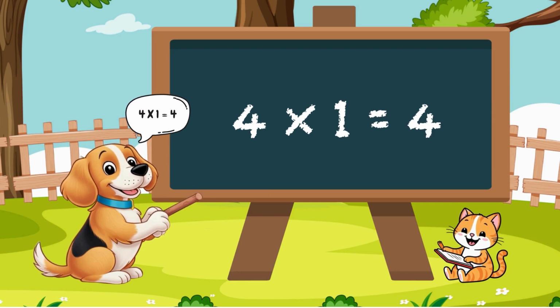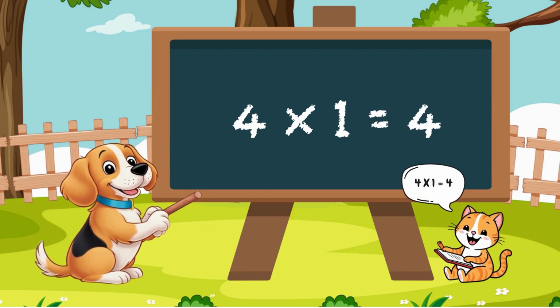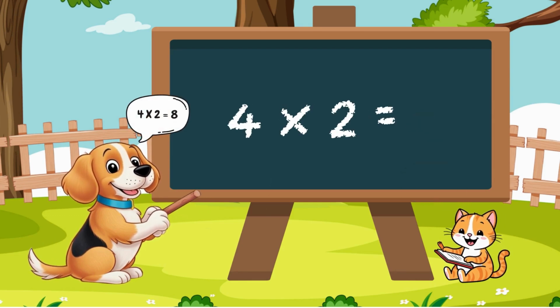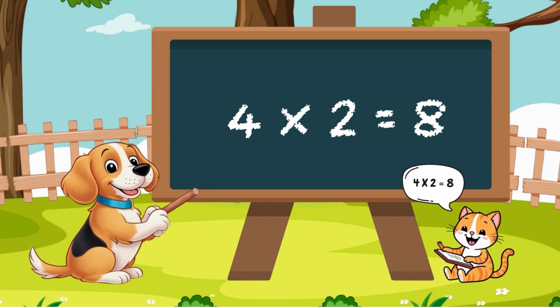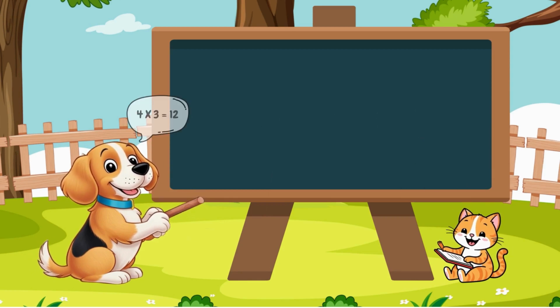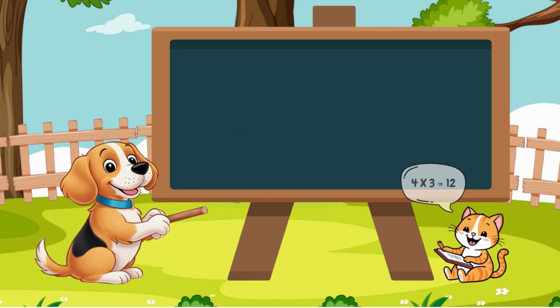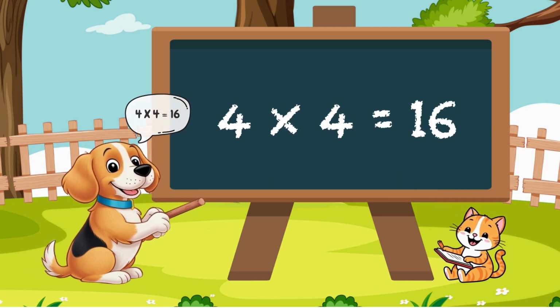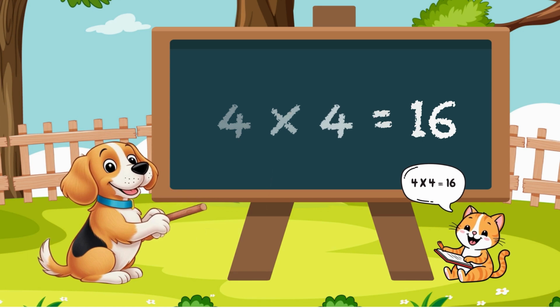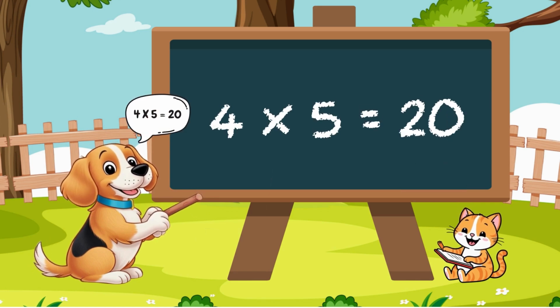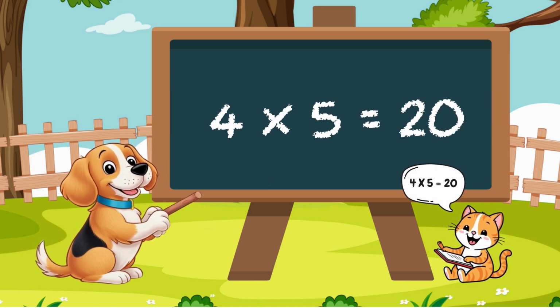Four ones are four. Four twos are eight. Four threes are 12. Four fours are 16. Four fives are 20.